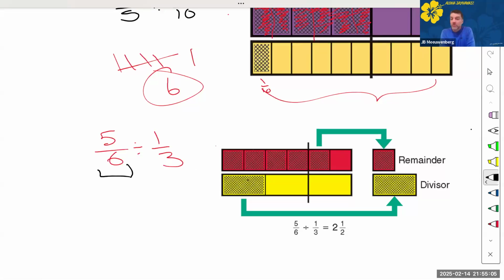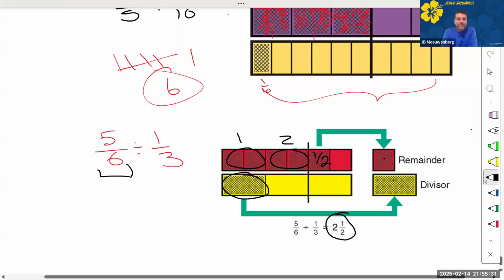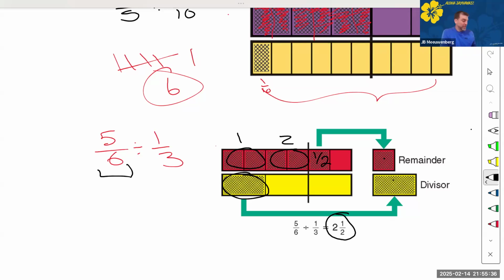The bottom bar is 1/3 right here. So again, we're trying to figure out how many of these we can take out of here. Well, here's 1, here's 2, but then we still have this remainder over here. And if you compare the remainder to the divisor of 1/3, you see that this is half of this. So we end up with an extra half, or 2.5, because sometimes it doesn't divide in evenly. So that's, again, how you can visualize fractions.